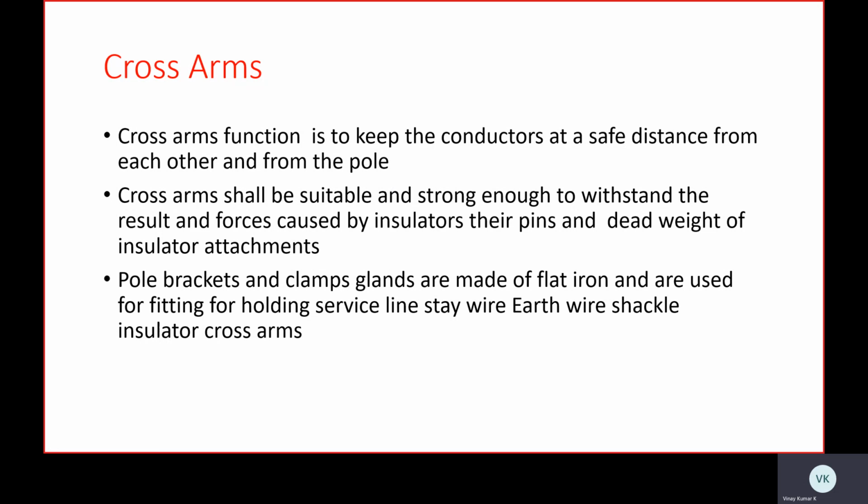The pole brackets and the clamp glands are made of flat iron and are used for fitting for holding service lines with the stay wire, earth wire and shackle insulator cross arms. The material called flat iron is used for making clamps and pole brackets, and these are mainly used at places like fittings for holding the service lines, line stay wires, earth wires and shackle type insulator cross arms. So like that, these are the different places where we can use the cross arms.